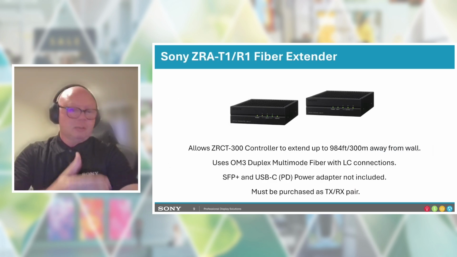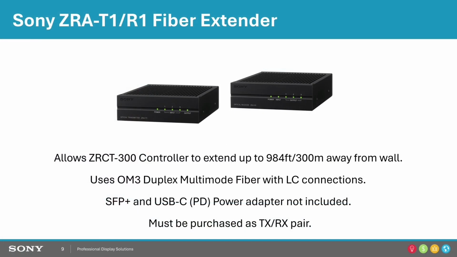So we talked about fiber extension. This is a new product for us. It's our ZRA T1 and R1. They're fiber extenders: a transmitter box and a receiver box, and they basically have the same type of requirements. Those requirements are written below. If you want to extend that ZRCT 300 into a rack room on the other side of the building or whatever, you can extend this up to 984 feet or 300 meters away.